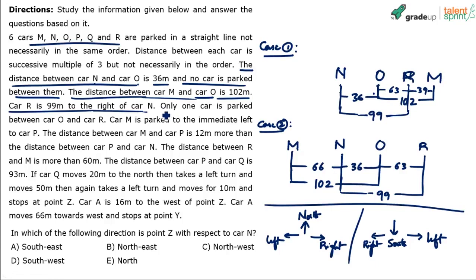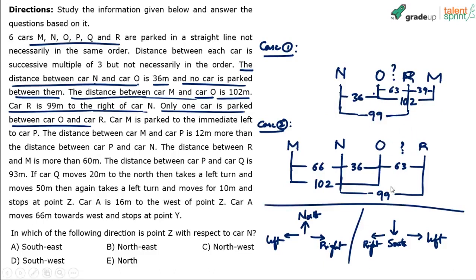Only one car is parked between O and R. So it's clear that between O and R, we are going to have one car. There's going to be one car here. Which car is that? We don't know. But there will be one car between O and R. So keep that in mind, right? It's getting a little clumsy, congested there, but I hope you're able to follow the points. Between O and R, there's going to be only one car.